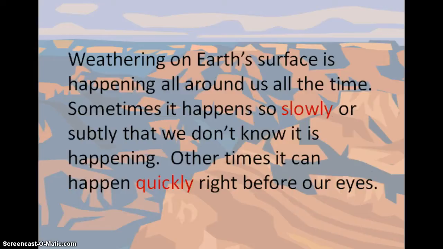So weathering on Earth's surface is happening all the time. Sometimes it happens really slowly, and we don't even notice that it's happening. It could even take hundreds or thousands or millions of years for weathering to happen. And other times it's happening really quickly. So we're going to call those slow changers or fast changers.